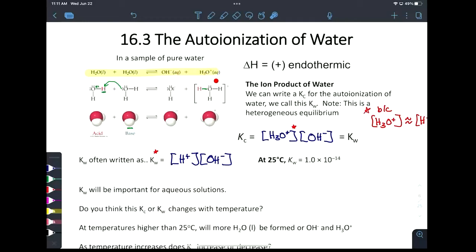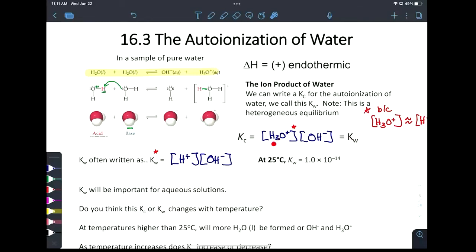Do we see that? Okay. We give this a special K, so it's not Kc, we call it Kw. W stands for water. It's the K expression for water, okay? And this is a very important value in our world because we are water-based beings and there's water everywhere. So this number comes back to us.